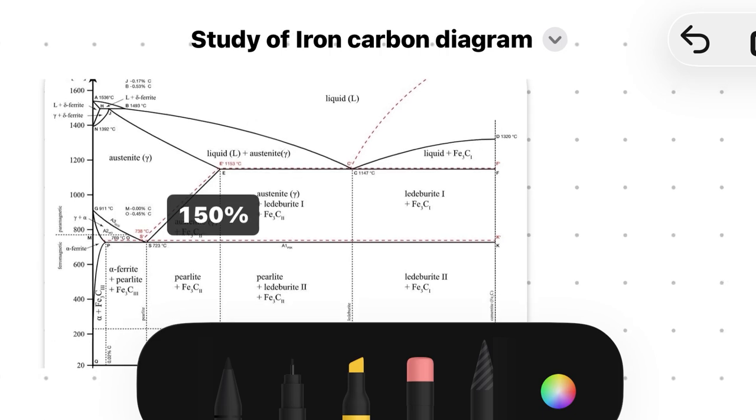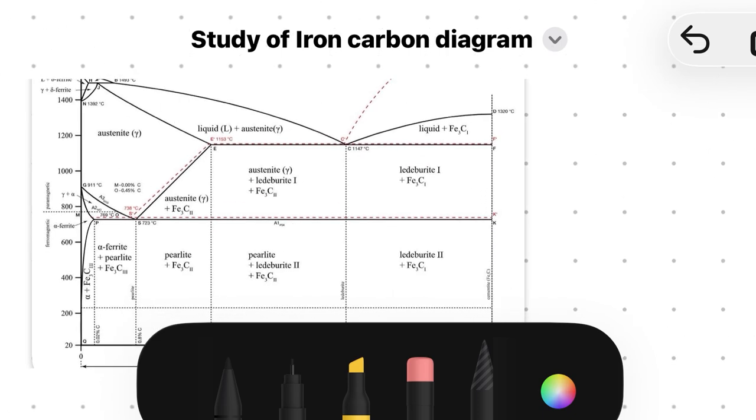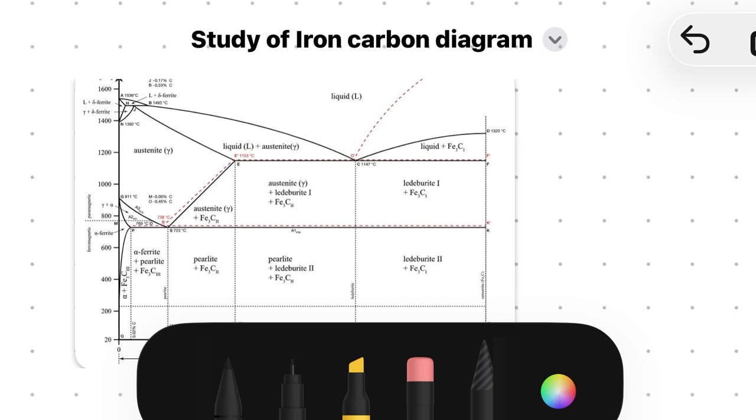Thus today's lecture is over. Just learn those three reactions properly, then you can cover the overall iron carbon diagram in that way.